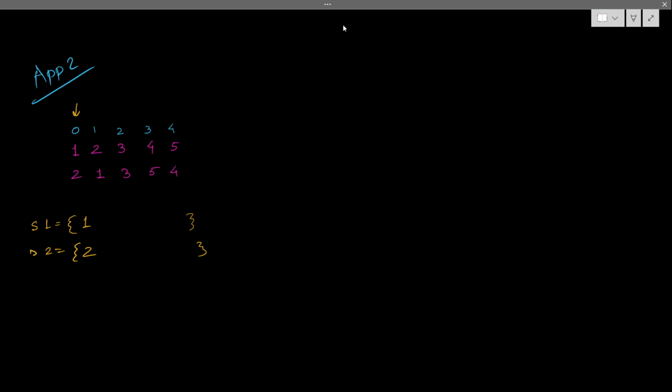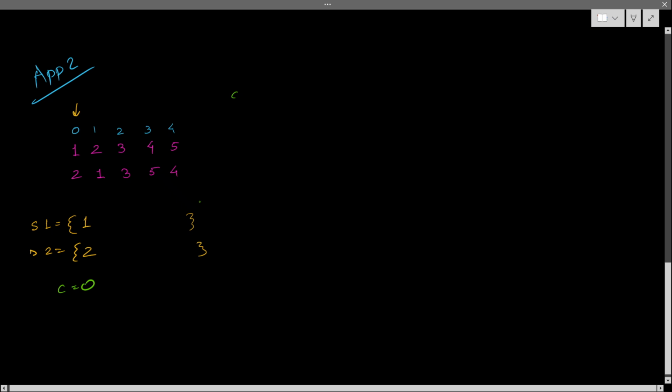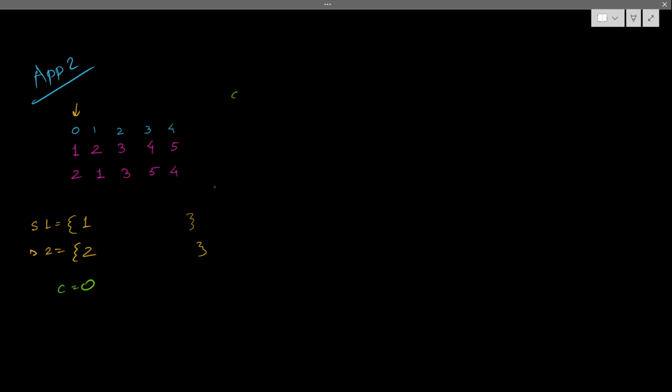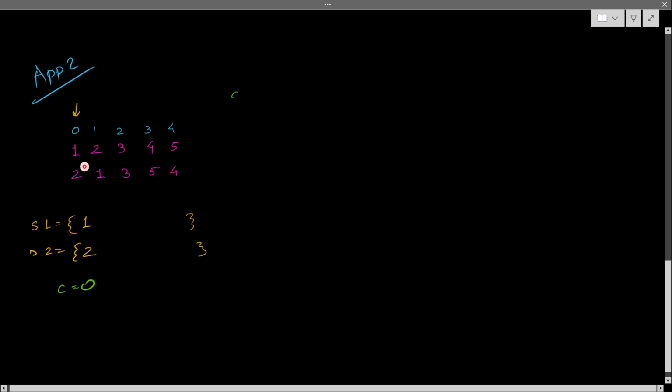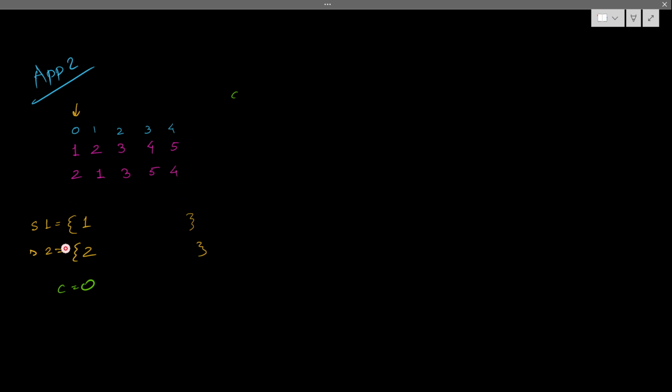Okay, so let's say count is 0. At the end, after I check the two cases, the first item and second item, this current count will be my answer. See, count cannot be decreased. Count will always increase. Common elements will always increase the count. It will never decrease.